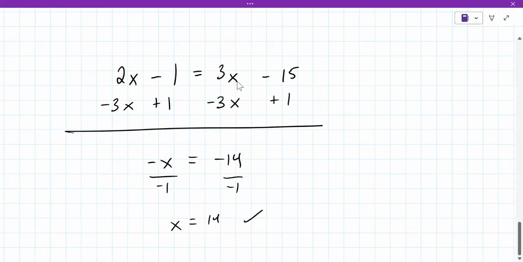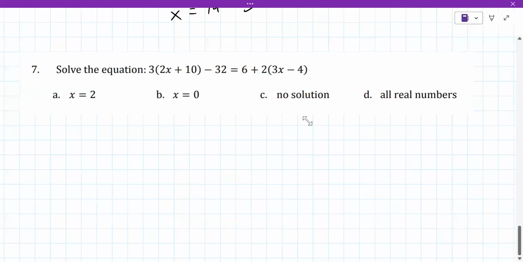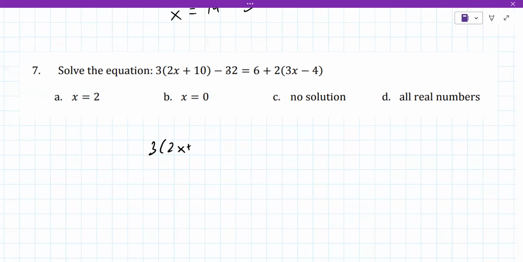Good, really good. Okay, so we can finally work our way up to what would be considered a test question here. Those are all kind of building skills to this. So here's a problem that looks much more complicated than it really is. You actually know everything to be able to solve this problem. It says 3 times 2x plus 10 minus 32 on the left. So on the left here, you have to distribute that 3 like we did in an earlier problem. So what is 3 times 2x?